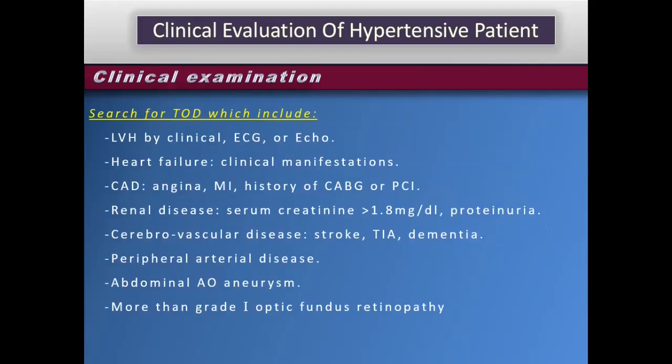Search for target organ damage, which include left ventricular hypertrophy, either by clinical manifestations, by electrocardiography or by echocardiography, heart failure, by clinical picture, coronary artery disease, searching for anginal pain, acute myocardial infarction, and history of intervention and or CABG, renal disease, serum creatinine, proteinuria, and cerebrovascular, such as transient ischemic attack and dementia and old stroke, peripheral arterial disease, abdominal aortic aneurysm, and more than grade 1 optic fundus retinopathy.